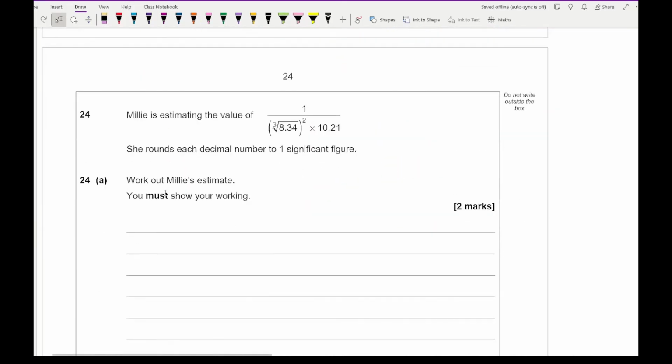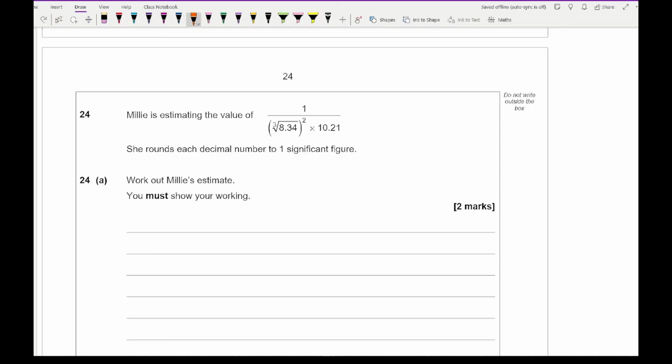Moving on to question 24, it says Millie is estimating the value of 1 over, and then we've got the cube root of 8.34, all squared, multiplied by 10.21. She rounds each decimal number to one significant figure. Work out Millie's estimate. You must show your working.